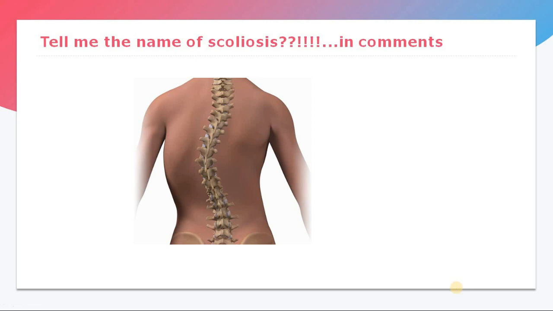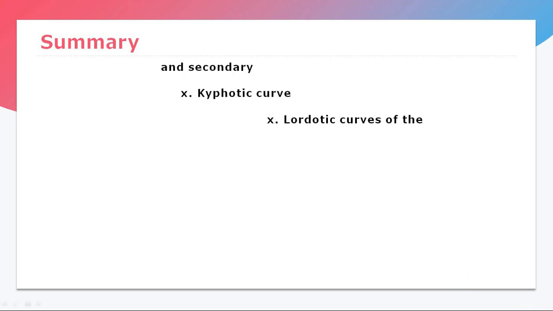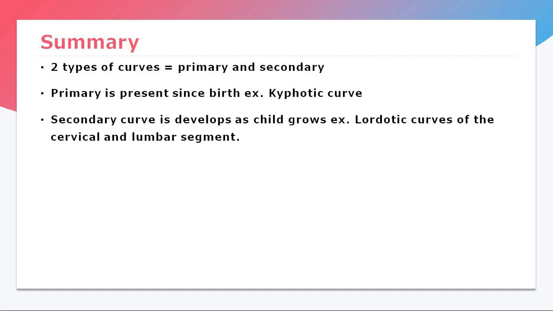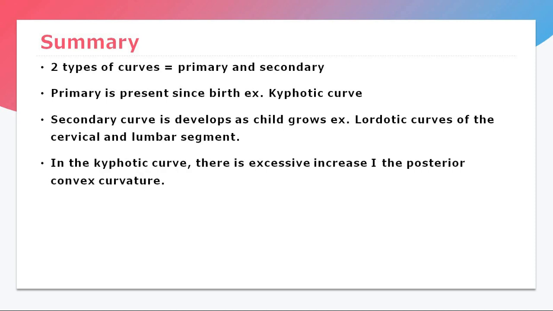Okay, this is all about different spinal deformities. Let's quickly revise it. Mainly there are two types of curves, the primary and the secondary curve. The primary curve is present since birth, which is the kyphotic curve, and the secondary curve develops as the child grows. Examples of secondary curves are the lordotic curves of the cervical and lumbar segments. In the kyphotic curve, there is an excessive increase in the posterior convex curvature.